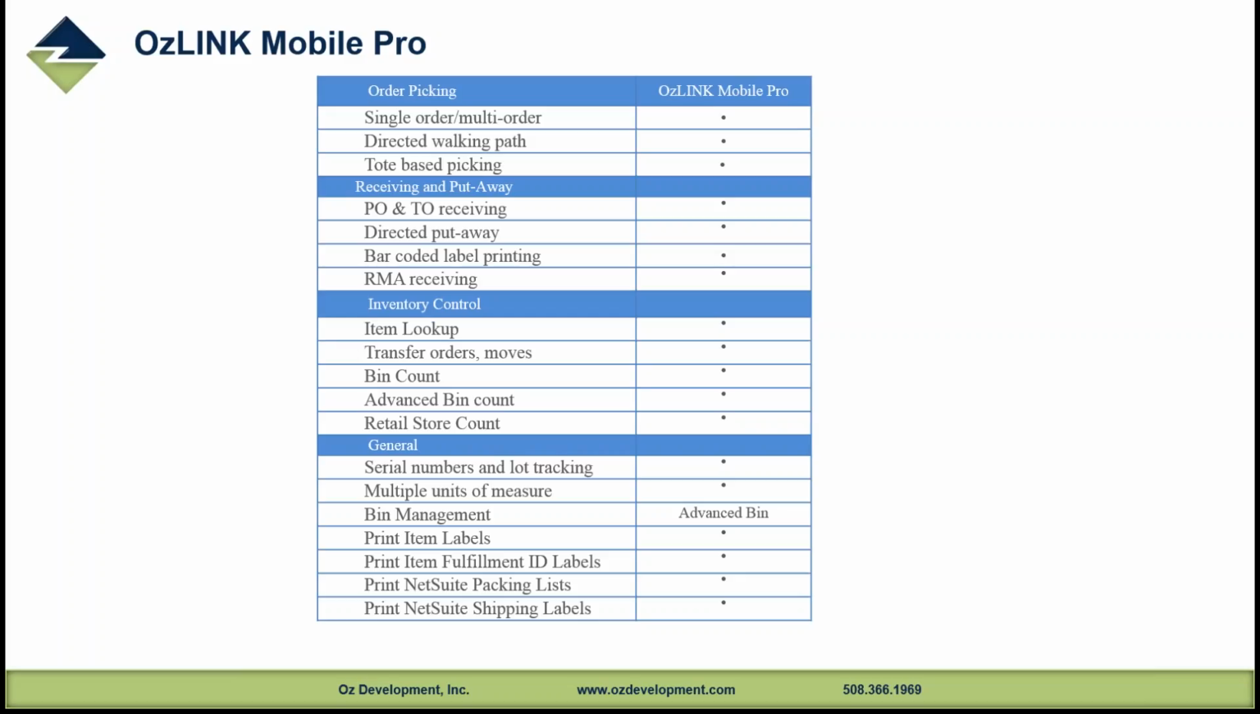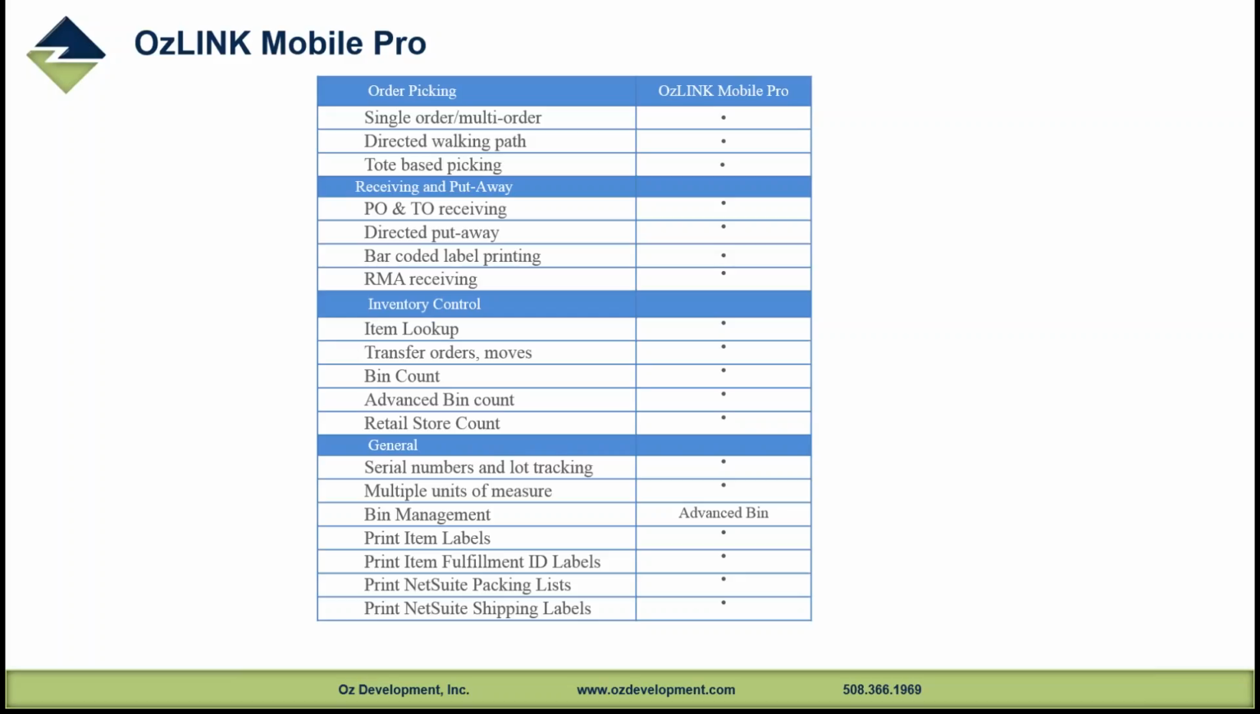On the picking side, we have a lot of customers that have fairly unique picking processes. And so OzLINK has given the option to our customers to pick orders, whether it's a single order at a time, or maybe you want to select 5 or 10 orders to pick at the same time. OzLINK Mobile Pro makes it very easy to batch orders together and pick them all in one efficient walking path through the warehouse.